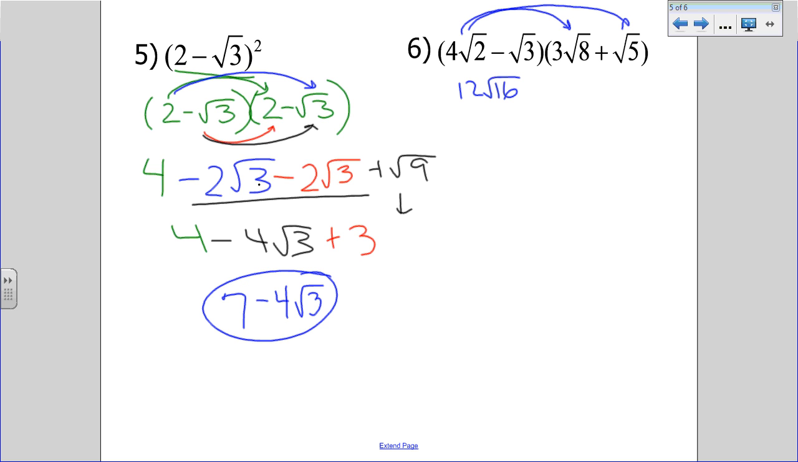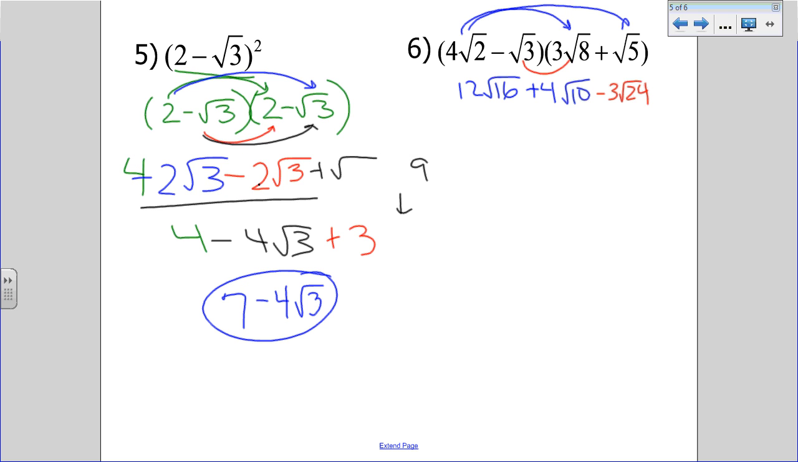4 times, this is a 1, ladies and gentlemen. There's no outside number, so it just stays 4. But 2 times 5 is 10. Negative square root of 3 times 3 square root of 8 is negative 3 square root of 24. And then we need to do negative square root of 3 times positive square root of 5, which is a negative square root of 15.